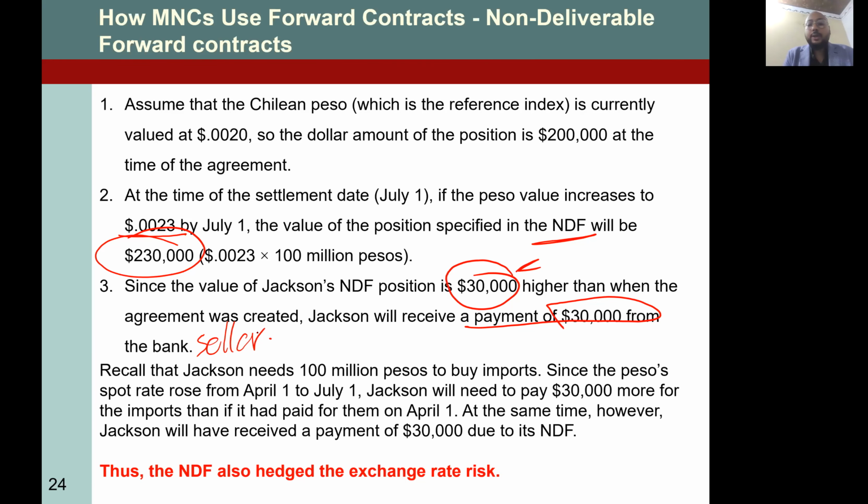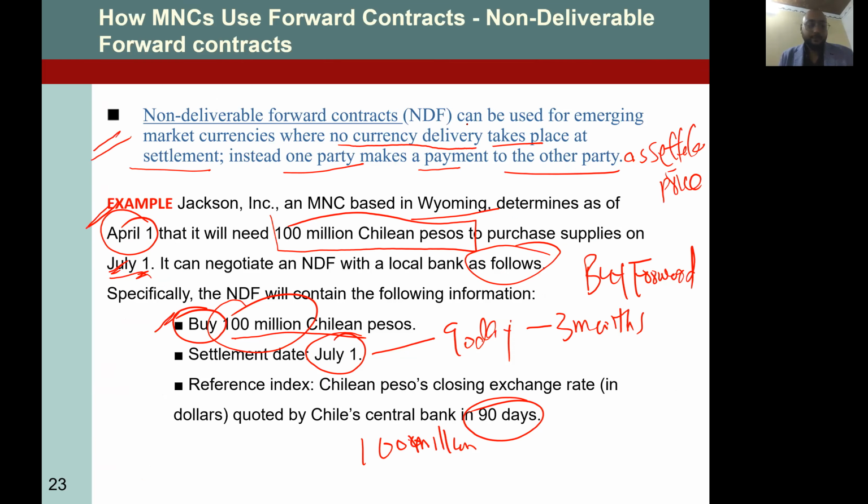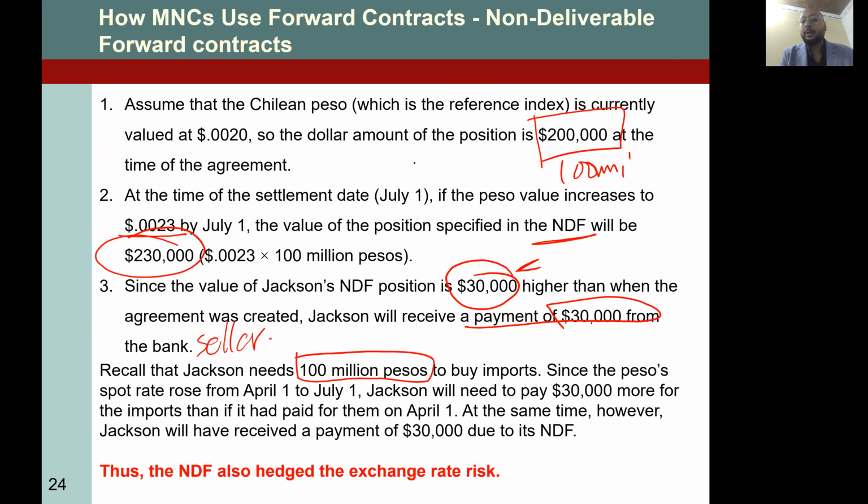All right. So recall that Jackson needs 100 million pesos. So Jackson will go to the market. It already planned that it has $200,000 for 100 million Chilean pesos on 1st of April. From Jackson's pocket, $200,000 is needed. The extra $30,000 is coming from the bank. Since the peso's spot rate has increased, Jackson will need to pay an extra 30,000 more for the import than if it had paid for them in April.